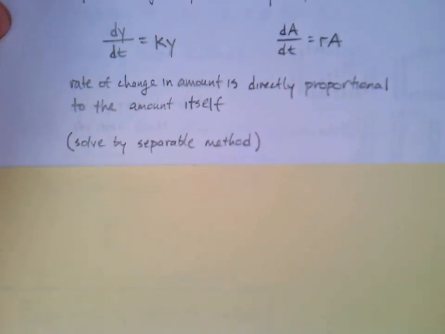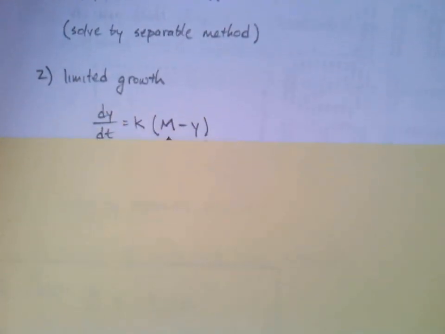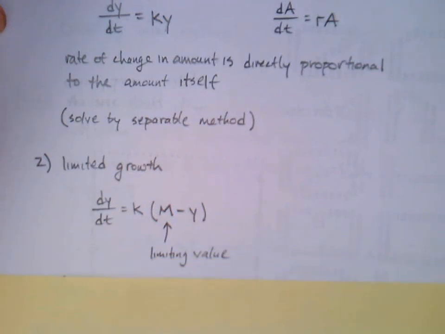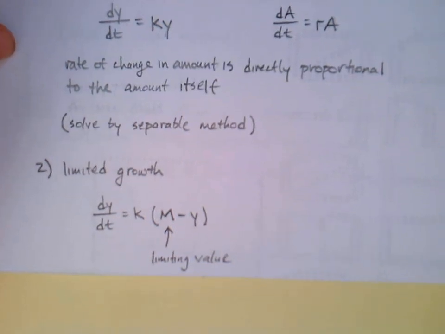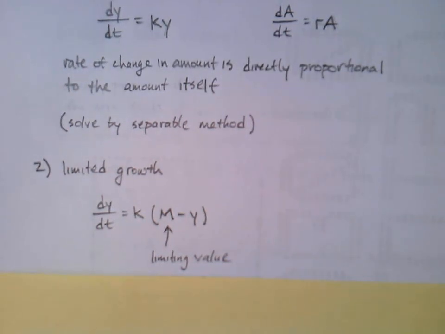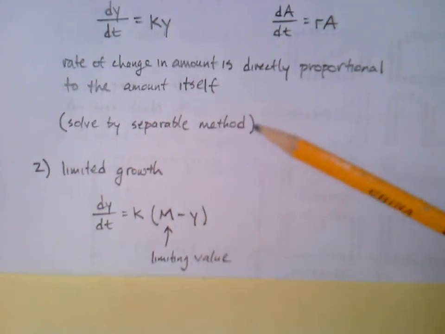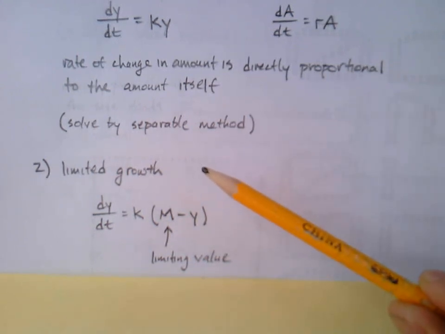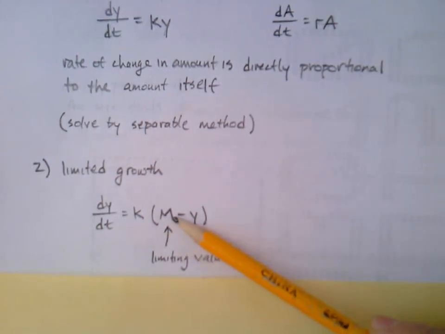Let's move on to the second type of application. Let me try and keep this on the screen if I can. I don't know if it's going to work. Oh, it does. Okay, cool. So this is called limited growth. We start in the same way that we do the exponential growth, but now we say there's a limiting value.